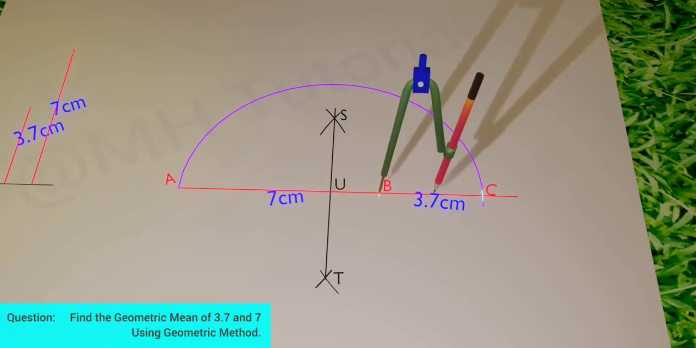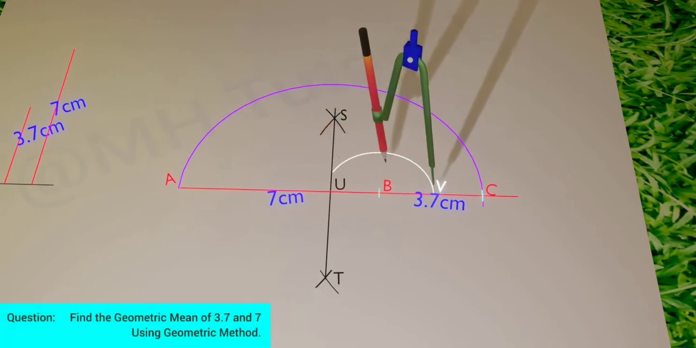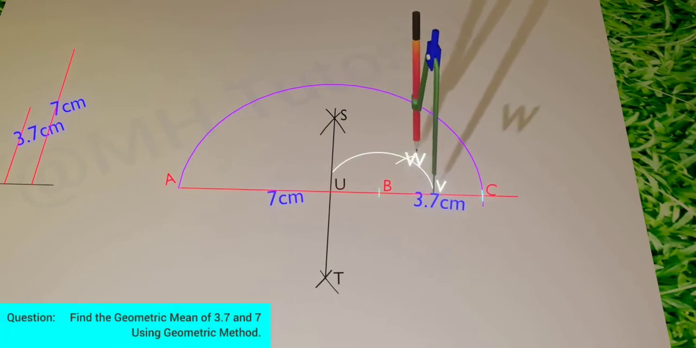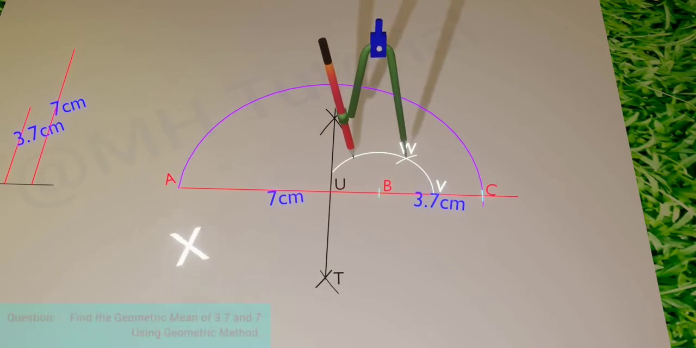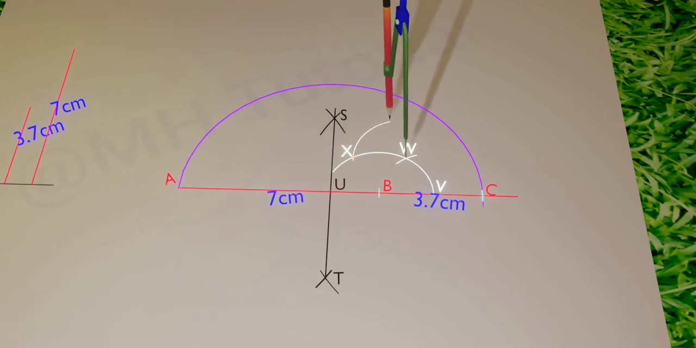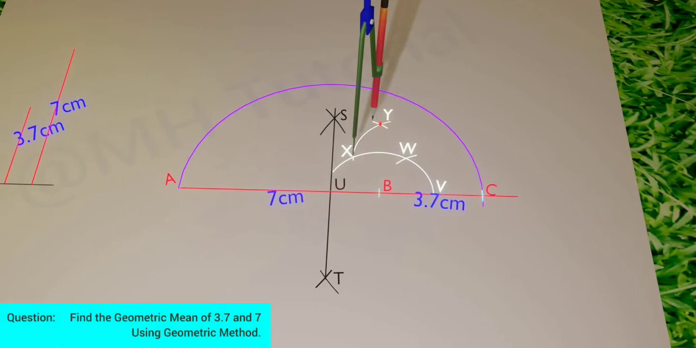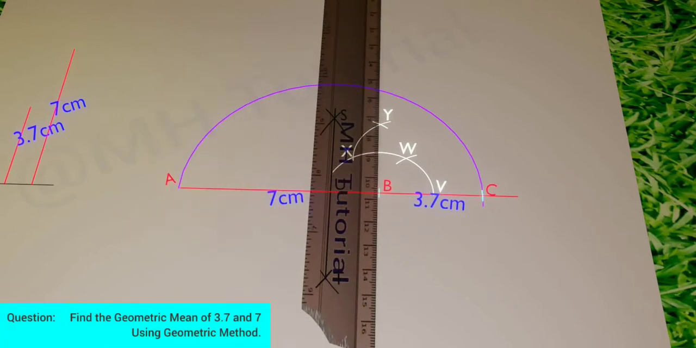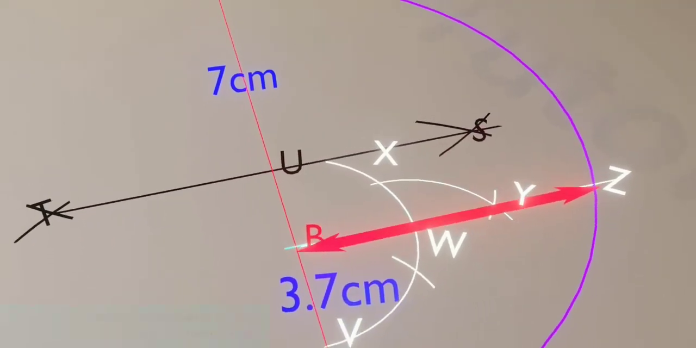Now, we need to draw a 90 degree angle at point B. Drawing a 90 degree angle is very easy. Hope you knew it. If you don't, then carefully note all the steps shown here. The other arm of the 90 degree angle needs to be slightly extended so that it can intersect with that semicircle. This point of intersection is Z. So BZ is the geometric mean of the segments AB and BC.